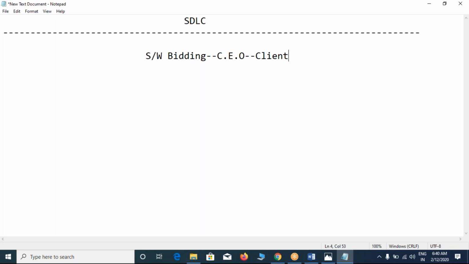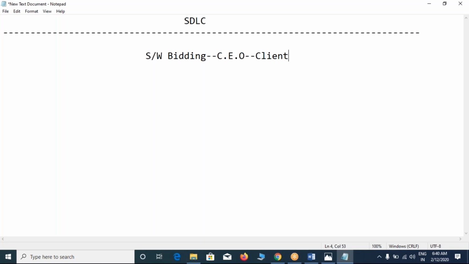We are all working in one company. If you all are working in one small company, for example, BigClasses, we are all working in BigClasses. Now we need one project to develop, test, and deliver to a customer. To confirm the project, our company CEO will go to the client side. For example, let us take HDFC Bank. HDFC Bank is looking for one internal software.